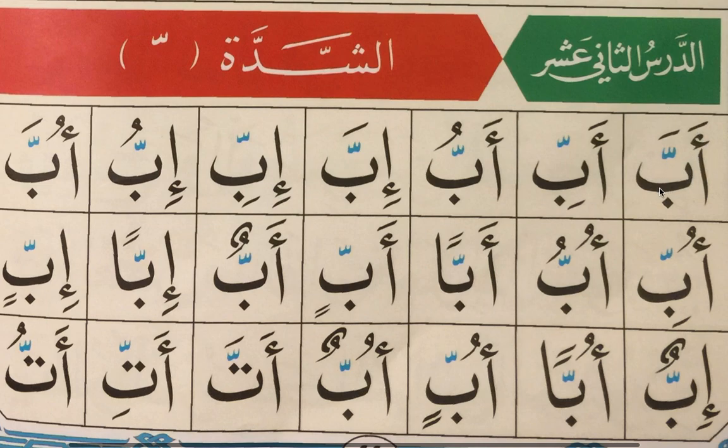Hamza fatha ba shadda ab. Ba fatha ba. أب. همزة فتحة با شدة أب. با كسرة بي. أبي. همزة فتحة با شدة أب. با ضمة بو. أبو. أب أبي أبو.